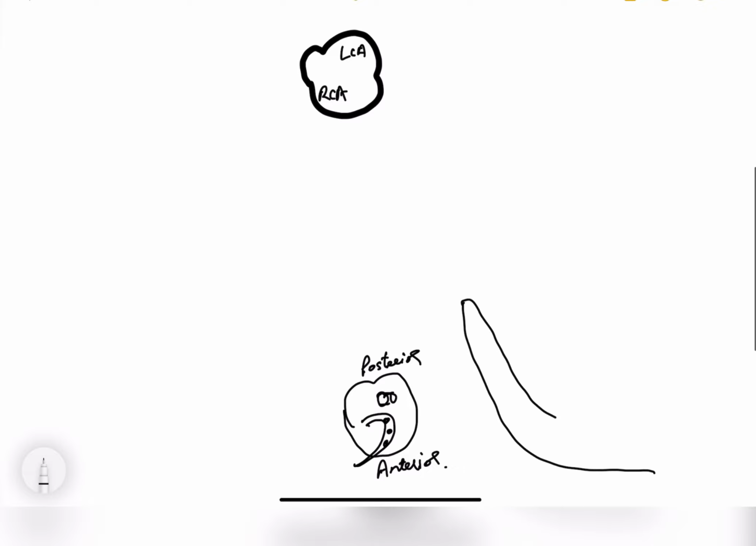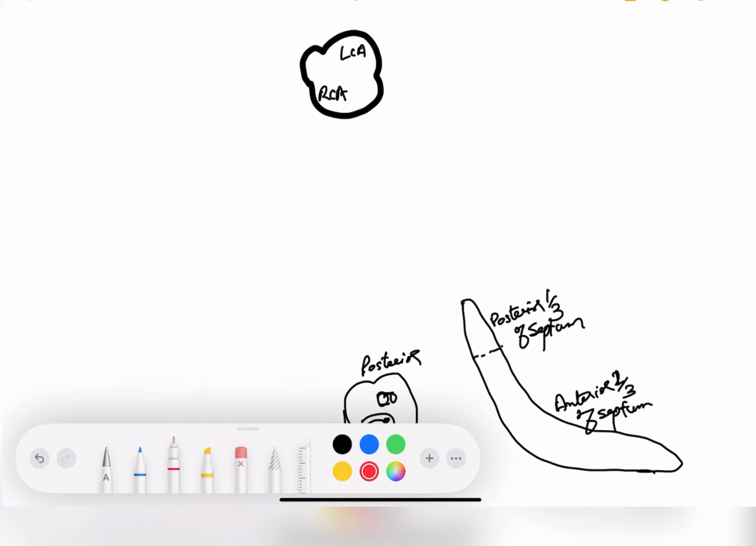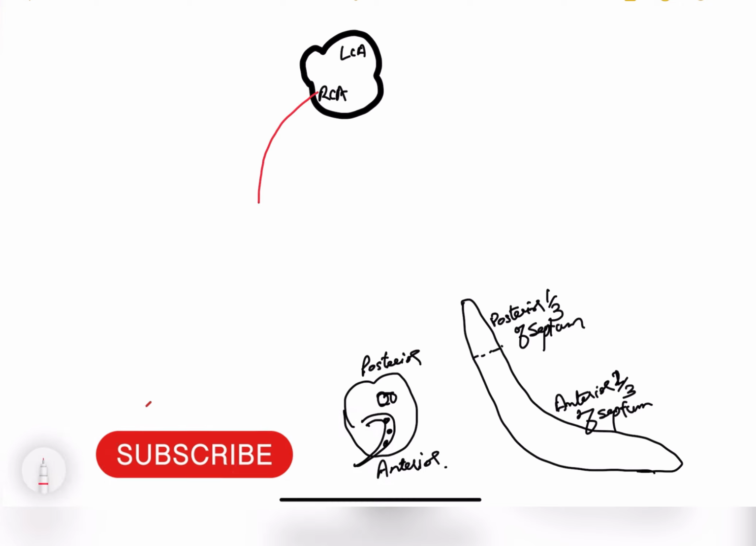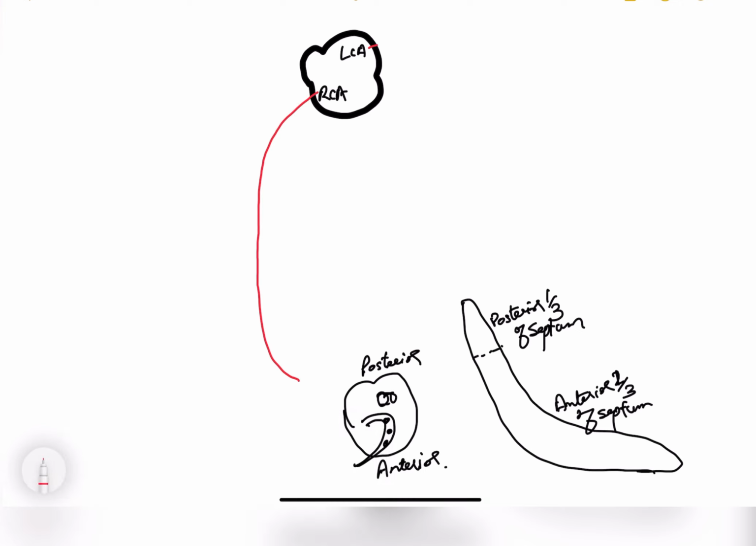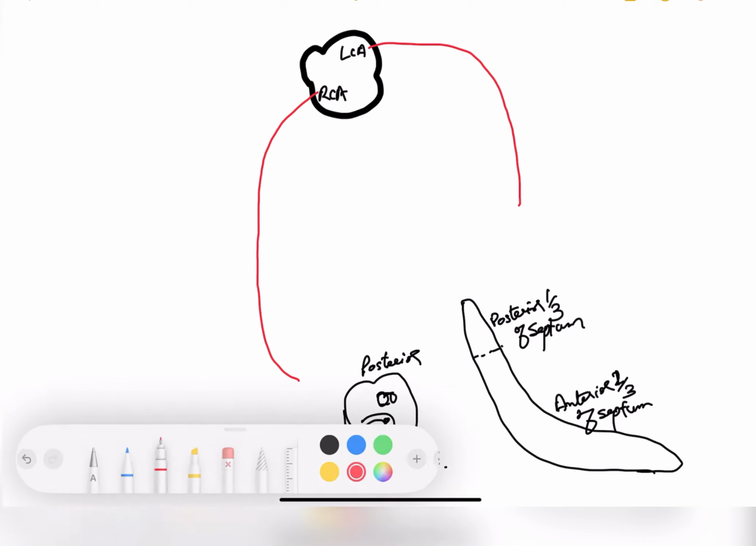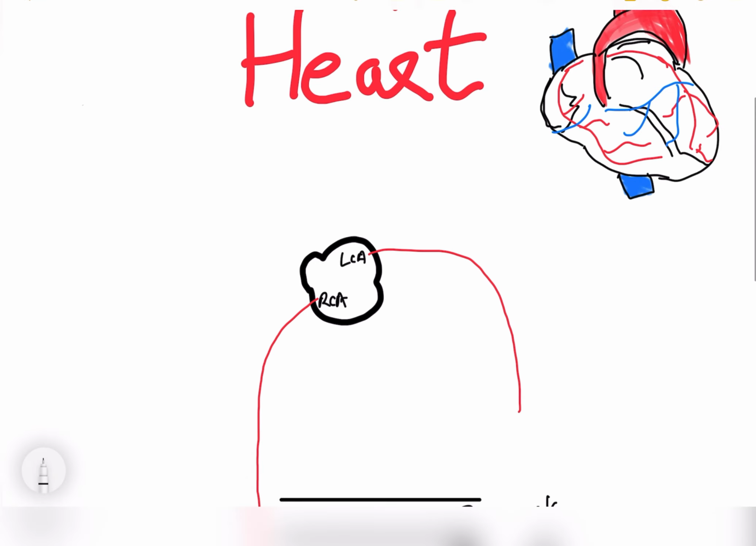The different walls of the heart are supplied by different arteries. Also, the septum, posterior one third and anterior one third are defined, and the supply is different in both the parts. So let us first begin by drawing the right and left coronary arteries. The right coronary artery and left coronary artery arise from the sinuses.